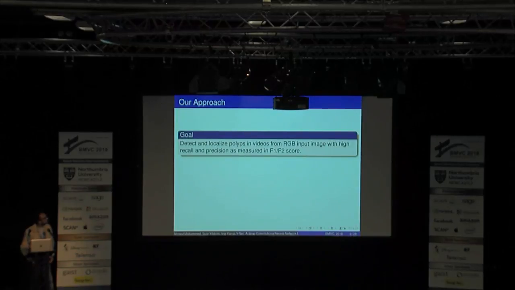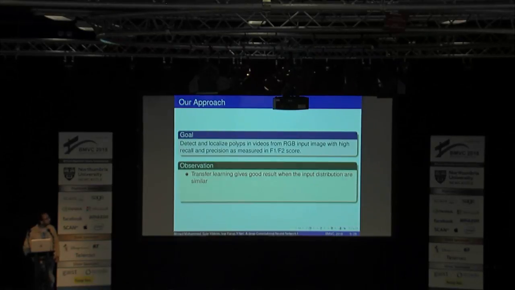So our objective is to detect polyps using RGB images, as measured by F1 and F2 score, because you want to have high recall. Otherwise, if the polyp is missed, it will grow into a tumor, and then the person will be in danger. So you need a high-recall classification or detection mechanism. We are more focused on the harmonic mean of precision and recall, which is measured by the F1 score.